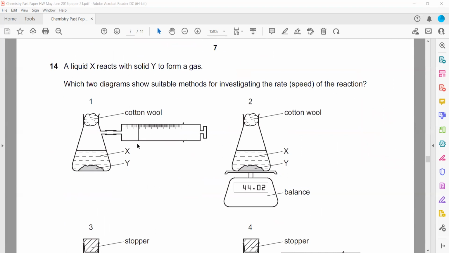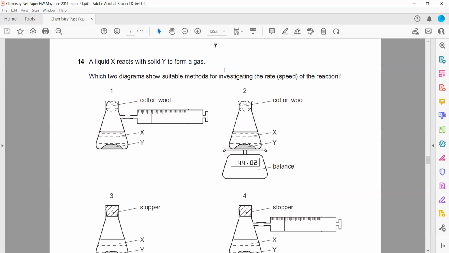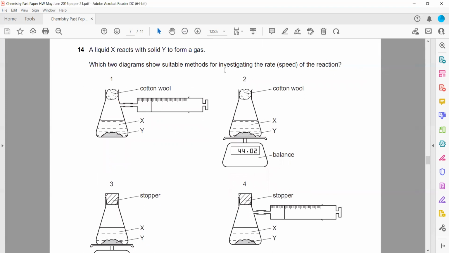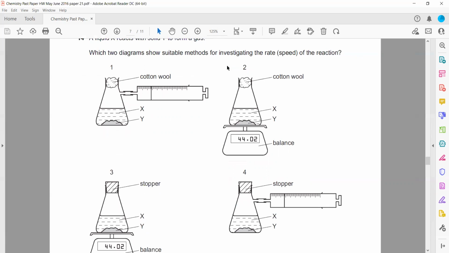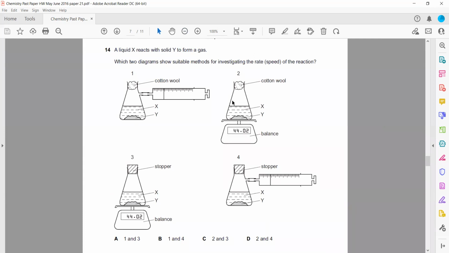Then the liquid X reacts with solid Y to form a gas. So whenever a gas is given off, we can measure the speed or the rate of the reaction by either allowing the gas to escape so the mass will decrease, or we collect the gas, measure the volume of the gas, and we can find the speed of the reaction. So the first one, it won't work. Why won't it work? Because there's cotton wool. So when the gas escapes, some of the gas will escape from the conical flask and some gas will enter. So one will not work.